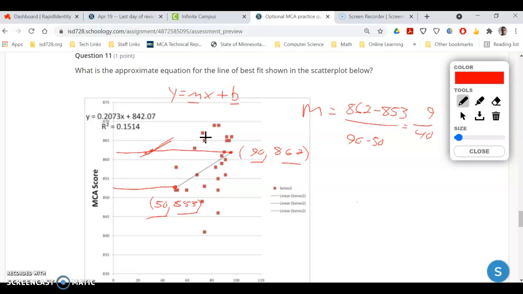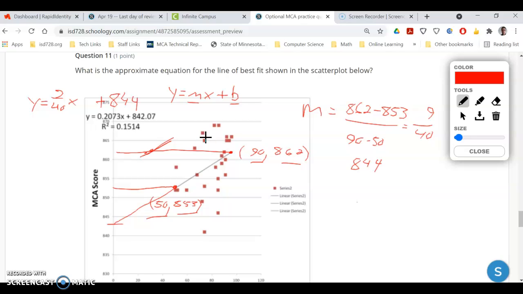So I'll just leave it like that for now, and hopefully try to match it up with one of the choices. Okay, and then as far as finding the y-intercept, you could actually just extend the line back and guesstimate it again, and that'd be about like 844. So the equation would actually be y equals 9/40 x for the slope plus 844 for the y-intercept.